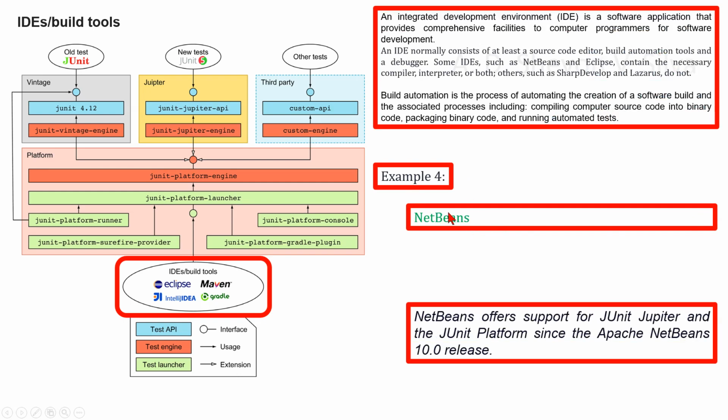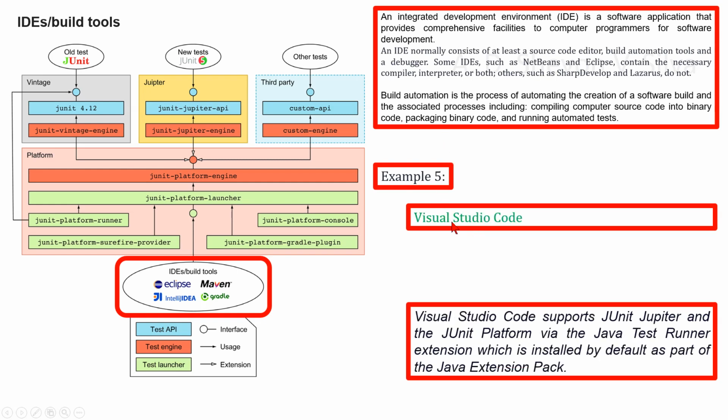As an example 4, we can consider NetBeans. NetBeans offers support for JUnit Jupiter and the JUnit platform since the Apache NetBeans 10.0 release. As an example 5, we can consider Visual Studio Code. Visual Studio Code supports JUnit Jupiter and the JUnit platform via the Java Test Runner extension, which is installed by default as a part of the Java Extension Pack.